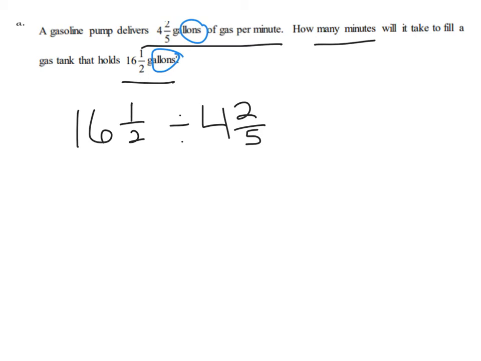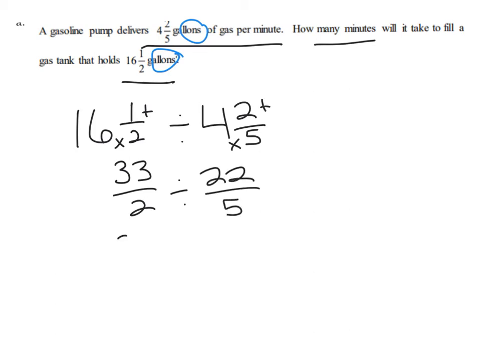Both of these are mixed numbers, so we need to make them improper. So 16 times 2 is 32, plus the 1 is 33. So this is 33 halves. Notice I'm keeping it division right now. 4 times 5 is 20, plus the 2 is 22. So I have 22/5. Now you can change this to multiplication. Multiply by the reciprocal.